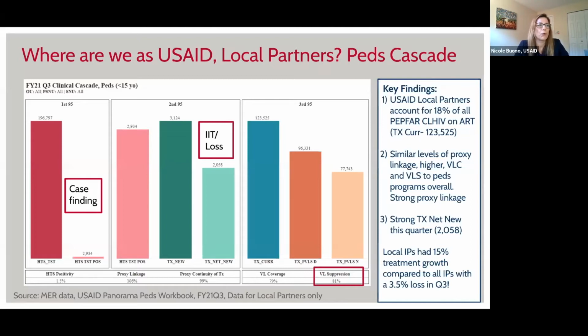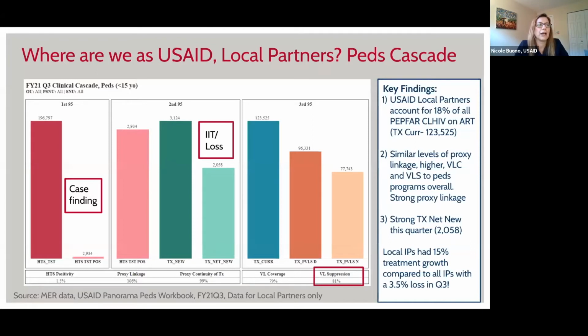What's really exciting for the under 15-year-olds in Q3 was that there was really good treatment growth, 15%, so a positive net new. That's typically where we see the interruptions in treatment that Tom spoke about earlier and treatment loss. So when compared to USAID implementing partners overall, there was a 3.5% loss. So we want to see quarter on quarter treatment net new being positive. So local implementing partners are really doing well in this area, and we just want to say keep up that great work.